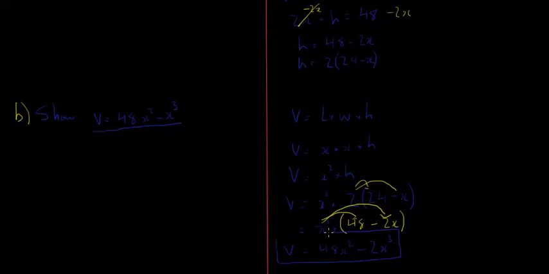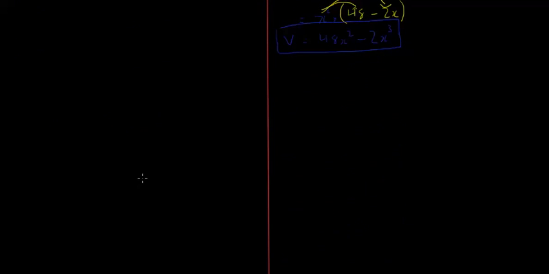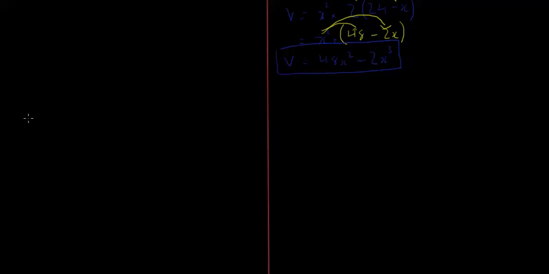I should put a box around that in the same way that I should put a box around this guy here. Cool, that's part B done. Looking on to part C. In part C, what we need to do is state any restrictions on x.